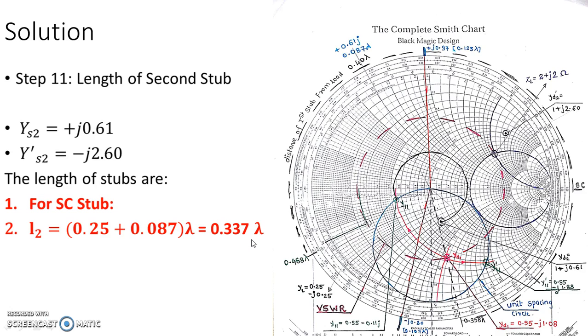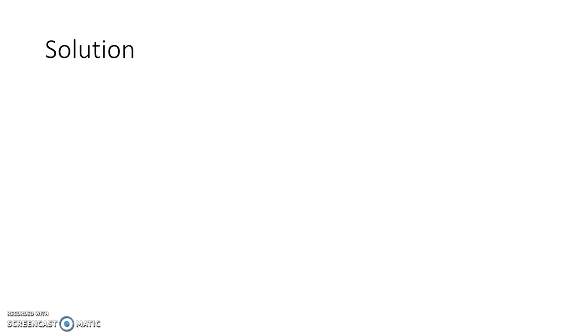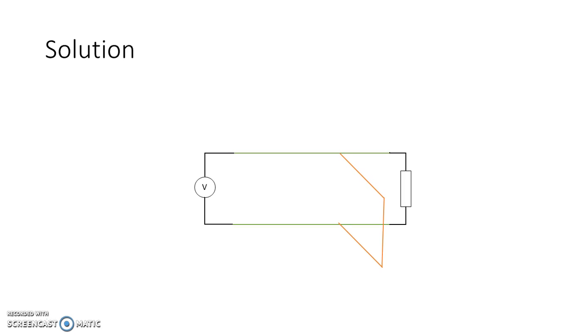Now, we have considered only YS2 as the second stub solution. There will be one more solution for the second stub when we consider YS2 dash, right? So the complete solution will be: we had ZL and the voltage source, then we have a transmission line, the first stub, and the second stub. The D1 distance was 0.40 lambda from the load, and L1 that we have designed is 0.373 lambda. The distance between the two stubs is 3/8 lambda, and the length that we have achieved for the second stub is 0.337 lambda, and we have achieved Y0. Thank you.